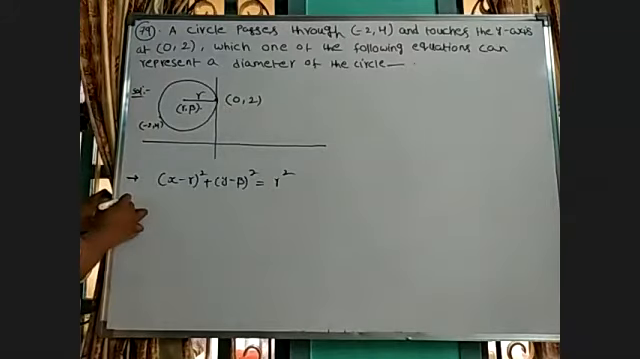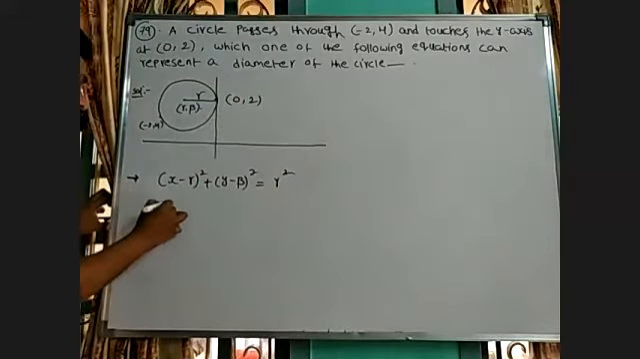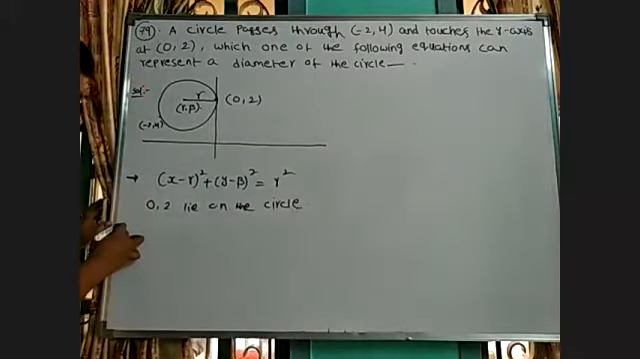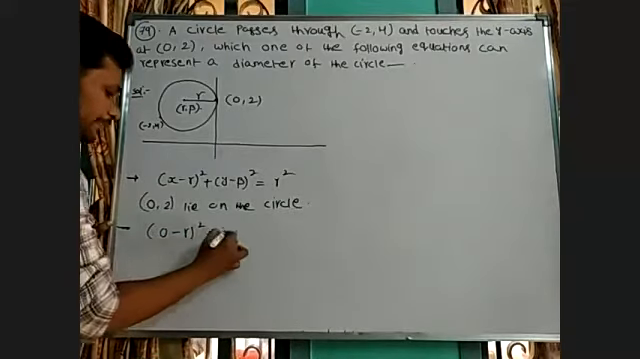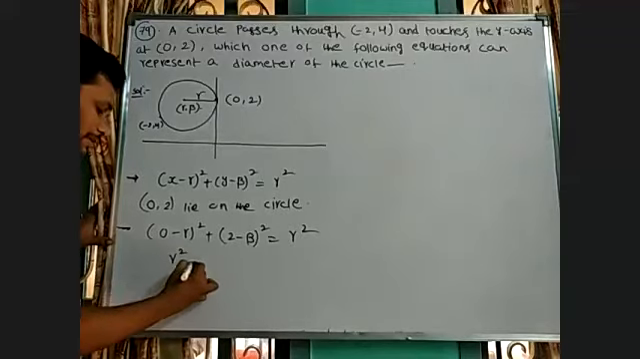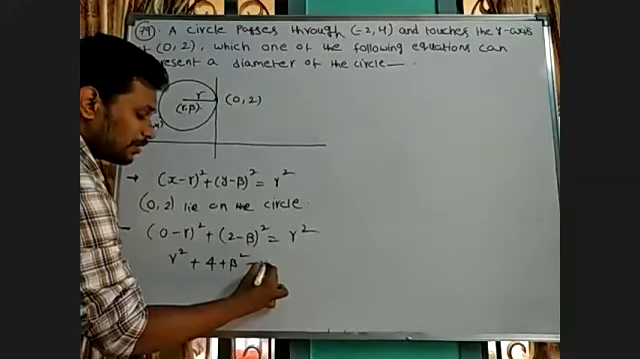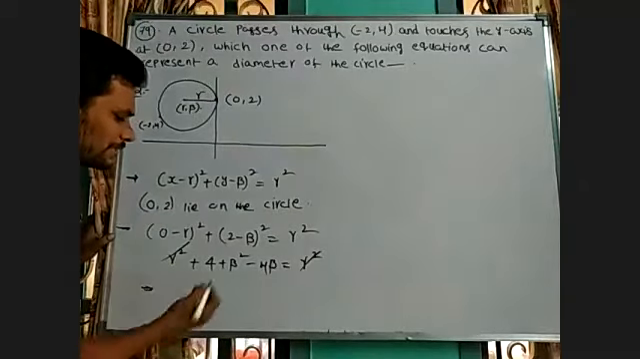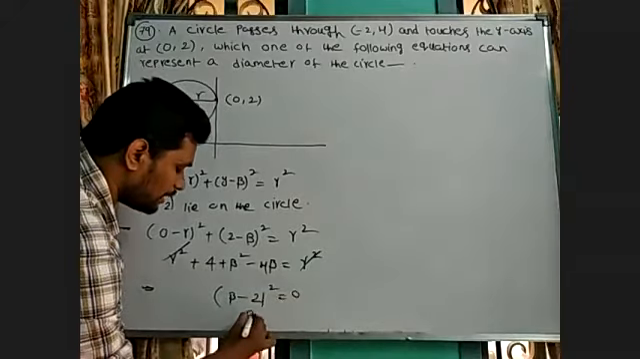Now, the point (0, 2) lies on the circle. If we substitute it, we get (0 minus r) whole square plus (2 minus beta) whole square equals r square. If we expand it, we get r square plus 4 plus beta square minus 4 beta equals r square. The r square cancels, so (beta minus 2) whole square equals 0. Beta is equal to 2.